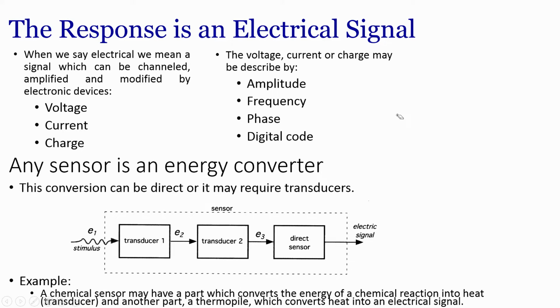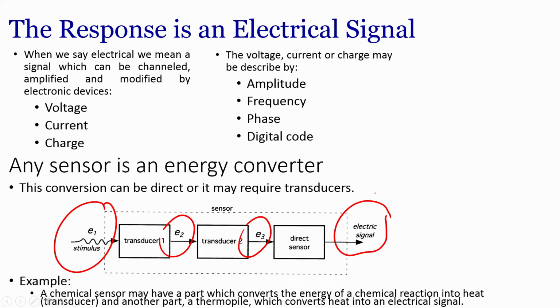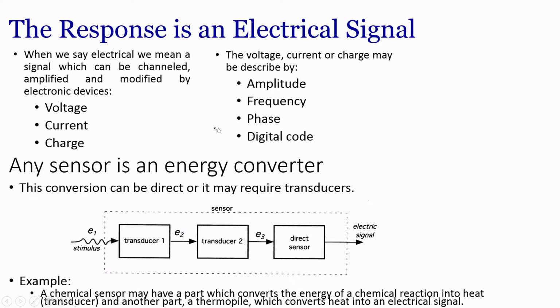Any sensor is an energy converter. We have seen that this conversion can be direct, or it may require transducers. For example, a stimulus E1 can go through transducer 1 to give E2, then transducer 2 to give E3, then a direct sensor, and finally an electrical signal. As an example, a chemical sensor may have a part which converts the energy of a chemical reaction into heat, which is a transducer, and another part, a thermopile, which converts heat into an electrical signal. Thus the sensor works. So, there can be multiple transducers embedded into one particular block.